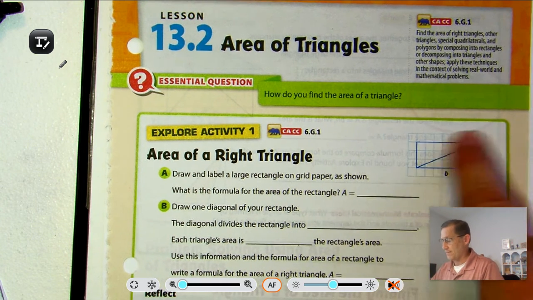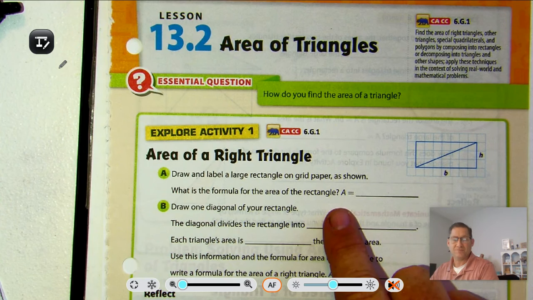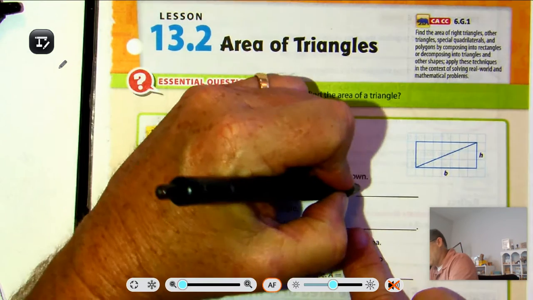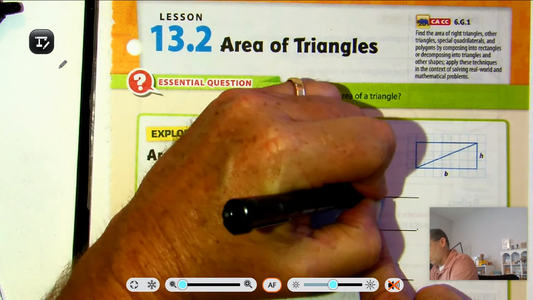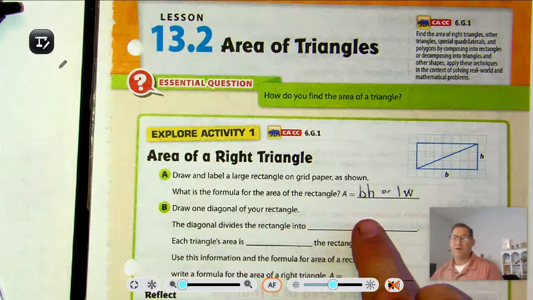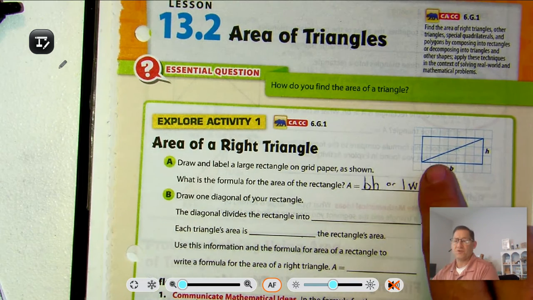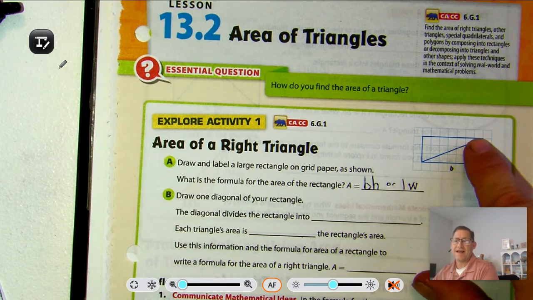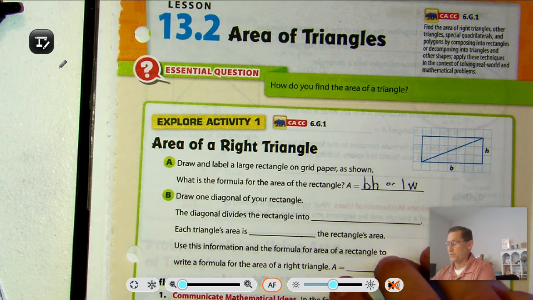Okay, so we have this large rectangle, right? And so what is the formula for the area of a rectangle? Well, we know that that's base times height or length times width. Okay, they're equal. Then after you've drawn your large rectangle, draw a diagonal through it. And what does the diagonal divide the rectangle into?